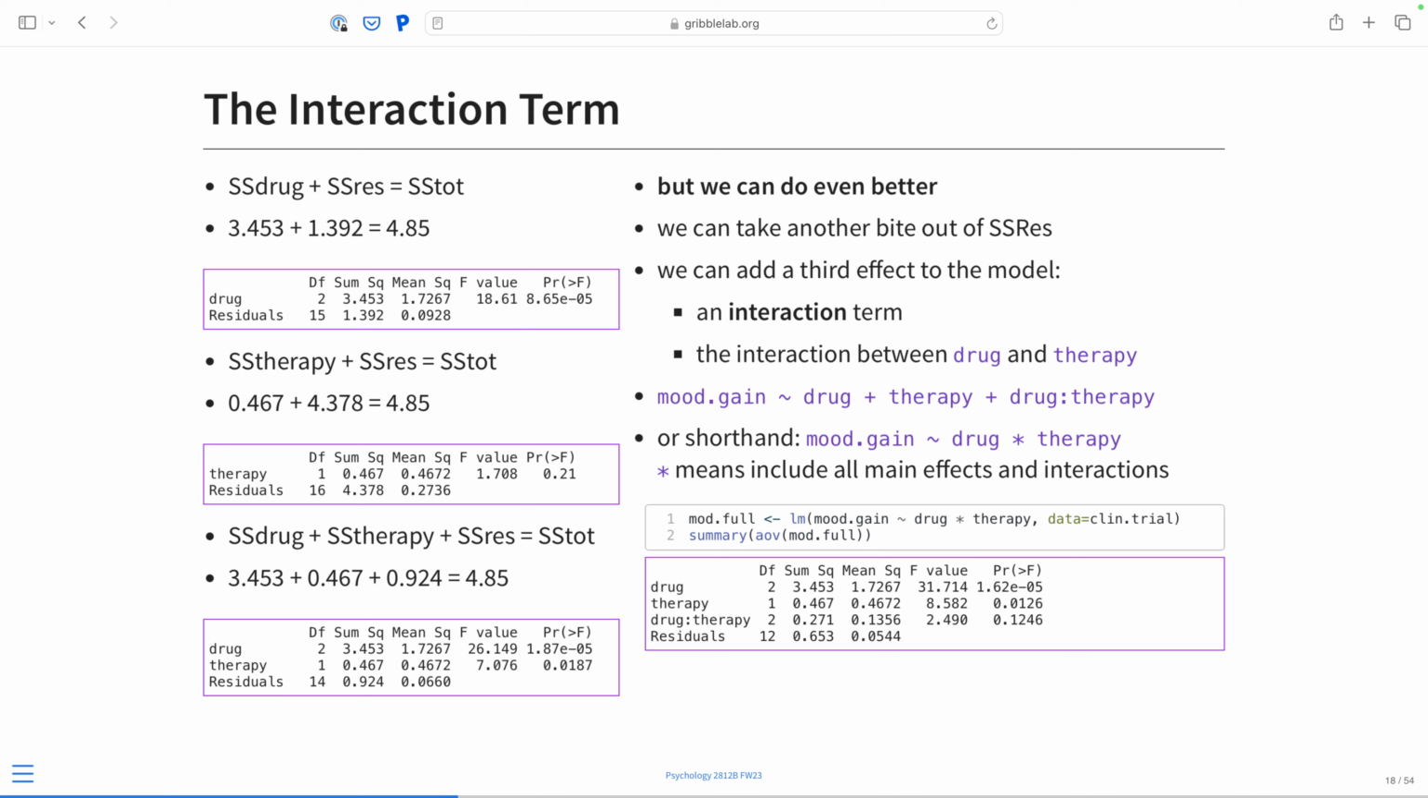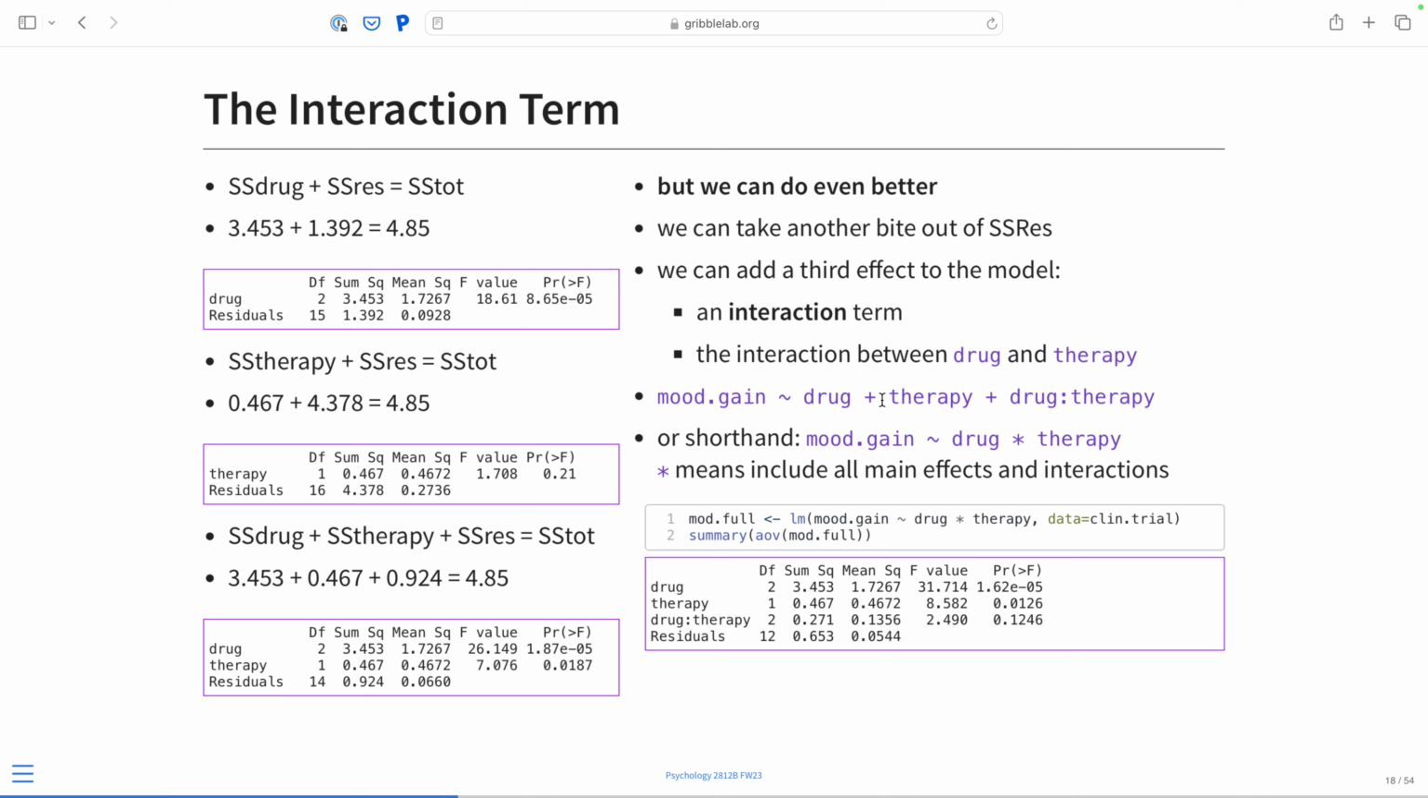Okay, so we've shown that testing each main effect using separate individual linear models is not so good. If we combine the two main effects in one model, we get more statistical power. But we can do even better than that. Since we have a factorial design, since each level of one factor is tested within every level of the other factor, we can add a third effect to the model, which is called an interaction term. So we can add a term that reflects the interaction, if it's there, between drug and therapy.